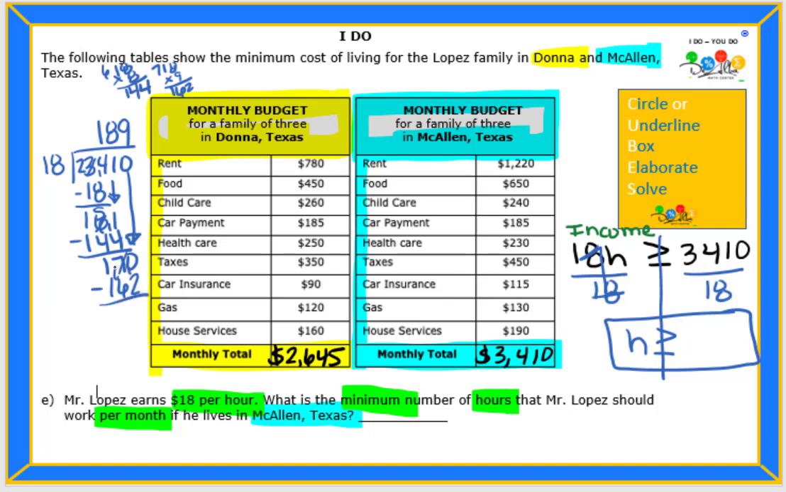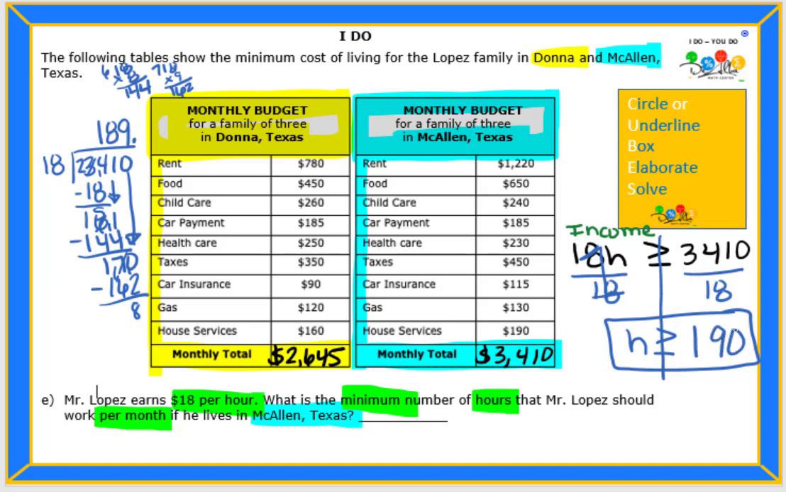Borrow and regroup. So it's going to go further. 189 point something, which if we round to the nearest hours, I'm going to say about 190. I'm just going to round it up because 189 and a little bit more, he's going to work 189 hours and a little bit more. So let's just round it to 190. So we'll put here 190.